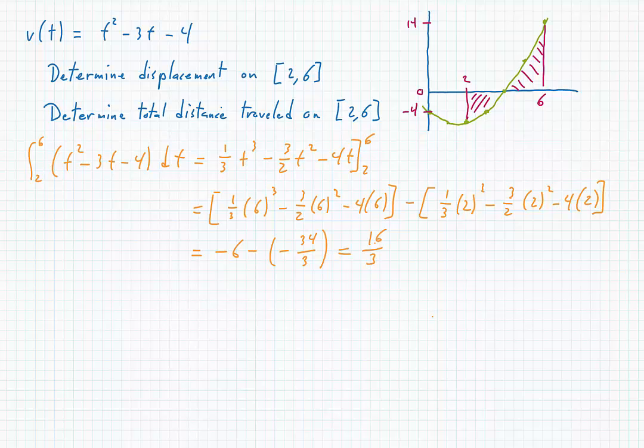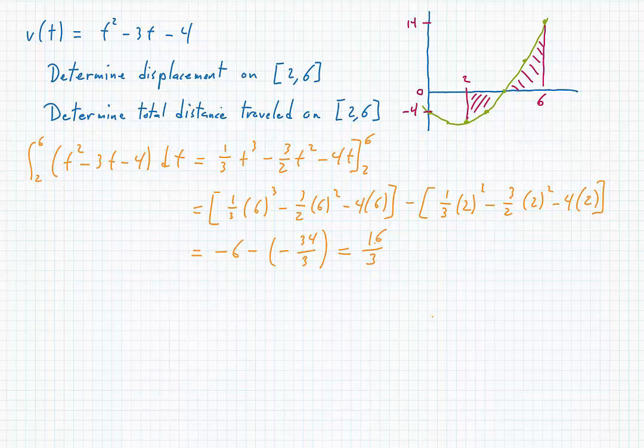To determine the total distance traveled, we're going to need to take a look at the different intervals on which the function is both negative and positive. So if we look at the first interval here, from 2 to, and this will turn out to be 4, if you look for the zeros of the velocity function, you'll find the velocity is 0 when t is -1 and when t is 4. We're only interested in 4 because that's the only value in this interval. We can see that the area, or the displacement if you will, is negative in the beginning all the way up to 4, and then it becomes positive.